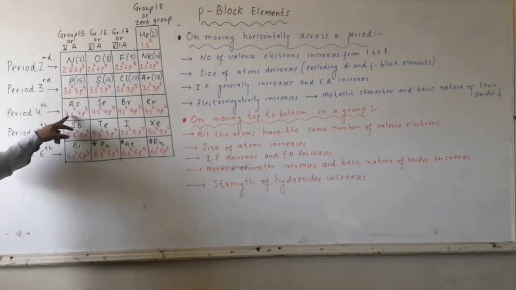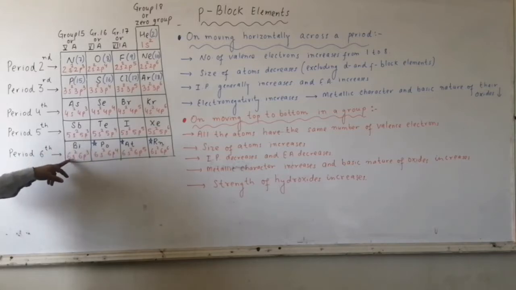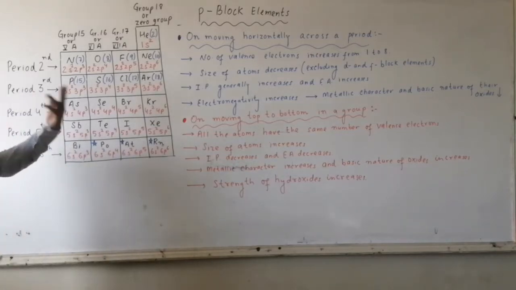For arsenic, it will be 4s2 4p3. For antimony, it will be 5s2 5p3. And for bismuth, it will be 6s2 6p3. Now move to next group.